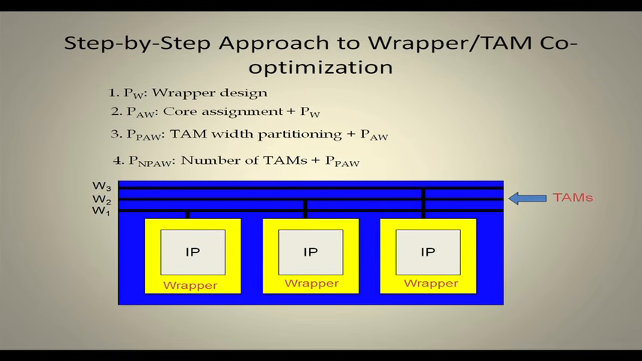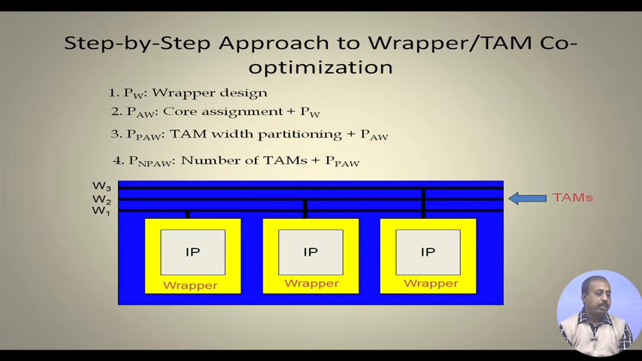The first one in that direction is known as the problem PW, which is actually the wrapper design. Here only the wrapper design problem is solved. For a particular core, we find out what are the different wrapper configurations that can give very good results. Then the next problem is known as PAW.